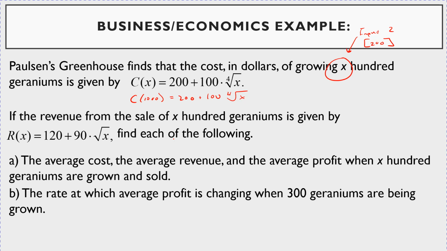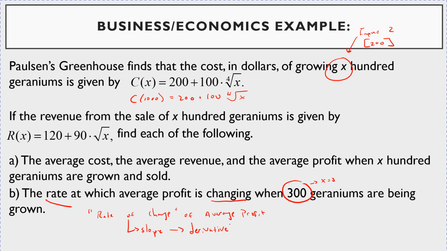Just note that this is tricky. First off, whenever you see this 300 here, because it's x hundred, it would be x equal to 3, just so we're clear. Next, it says find the rate at which, so the rate of change. It's the rate of change of average profit. Well, what is the rate of change? That's a slope. And in this class, what do we use to help find the slope of some function? That's the derivative.